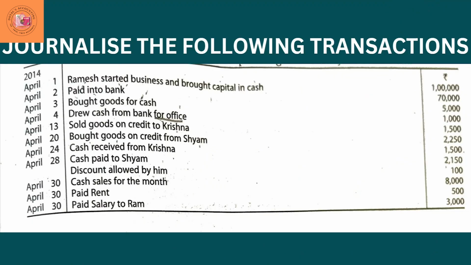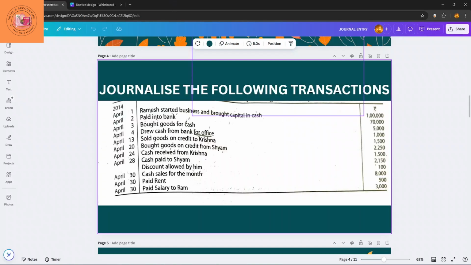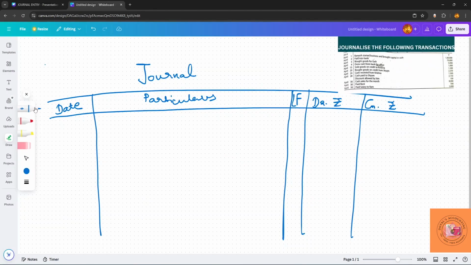Okay, so journalize the following transactions. Our first transaction is: Ramesh started a business and brought capital in cash, rupees worth 1 lakh. Okay, so here I have already drawn the pro forma of a journal. So we are creating a journal entry. We are writing a journal.